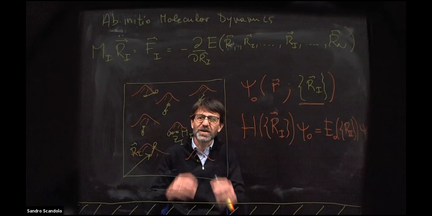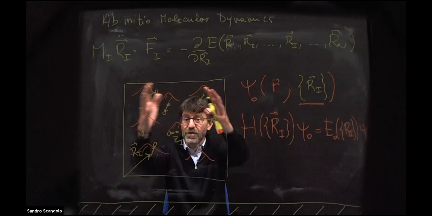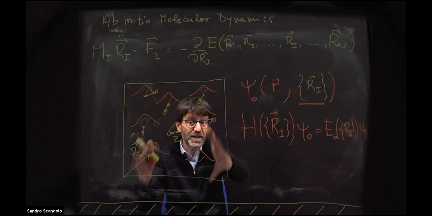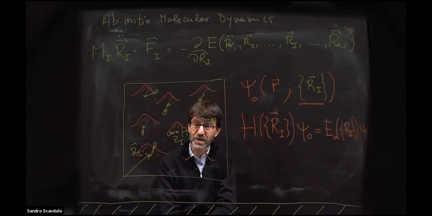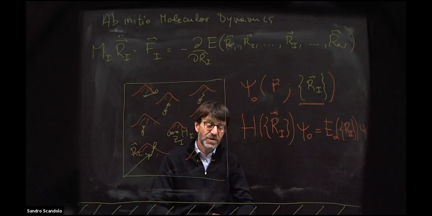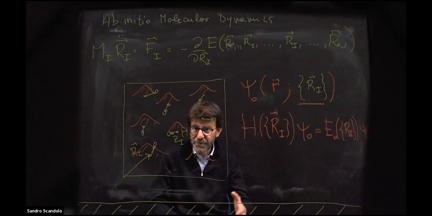Here, of course, if you're simulating a system of 1,000 atoms, that means calculating the ground state energy and forces in a simulation box of 1,000 atoms, right? So this may actually take quite a long time. This is why ab initio molecular dynamics is much more limited than classical molecular dynamics in terms of the sizes of the systems and the length of the simulations.